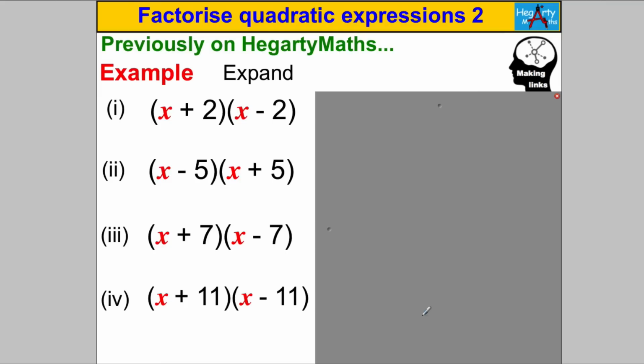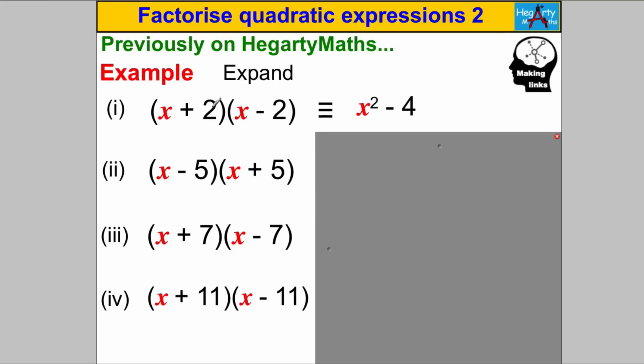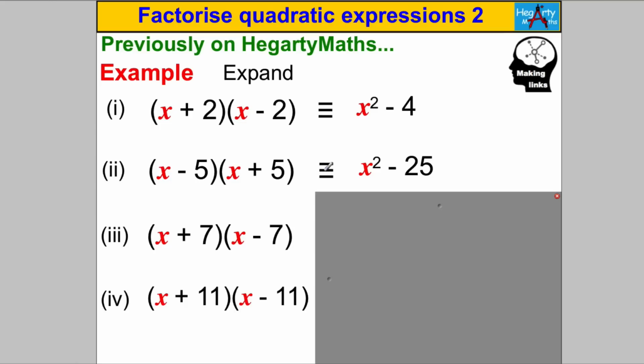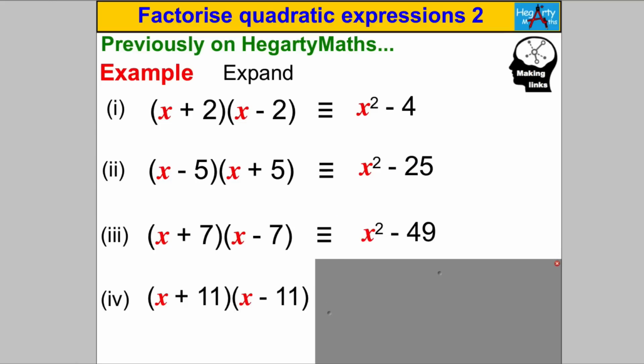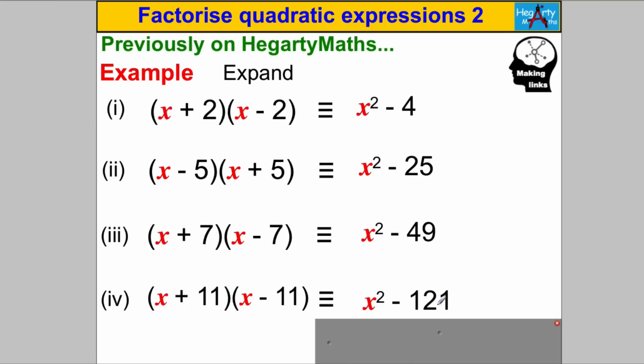The next thing I need you to think about is what happened when I asked you to expand things like this. Look back in your expanding section if you're not sure, but I would expect you to know. Pause the video and expand the following four things. Well, I really hope that you spotted that we have a bracket multiplied by its conjugate. And so the answer is x squared subtract 2 squared, which is x squared subtract 4. It's another bracket multiplied by its conjugate, so the answer is x squared subtract 25. Here, x squared subtract 49. Here, x squared subtract 121.